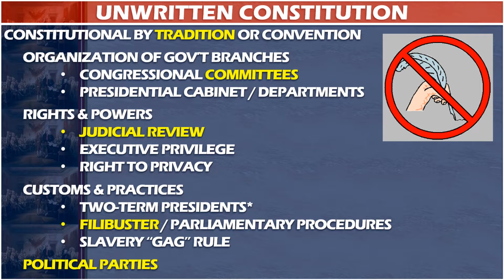And lastly is political parties. Most of the founders thought political parties were a bad idea. They thought they were destructive. They wanted people to choose the best person regardless of party. But political parties have a lot of power that's not in the Constitution. So whoever is the majority of the Senate and the House, whether it's Republicans or Democrats, then has the power to organize those chambers.